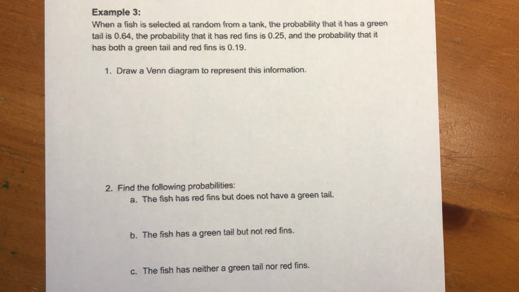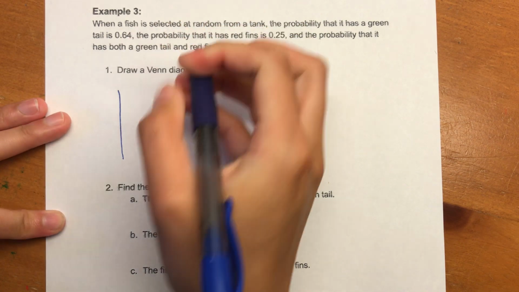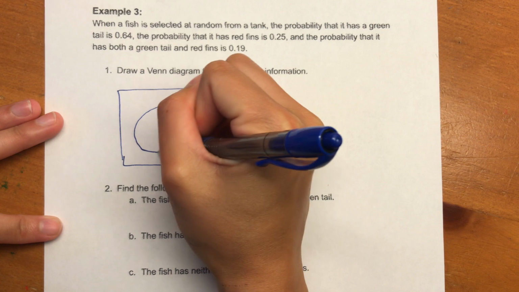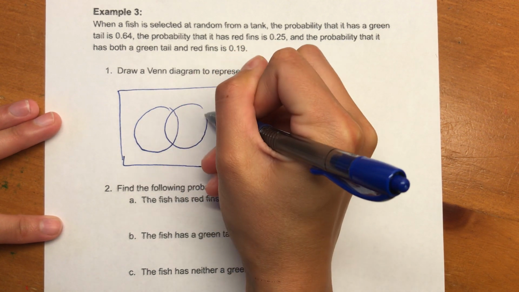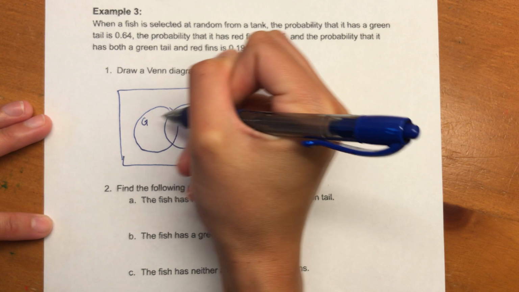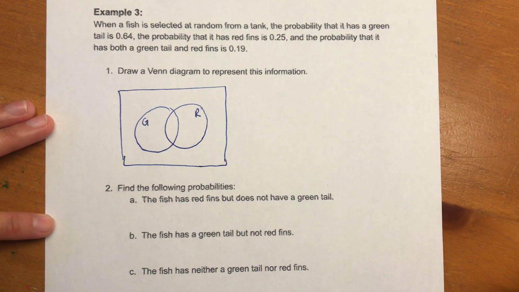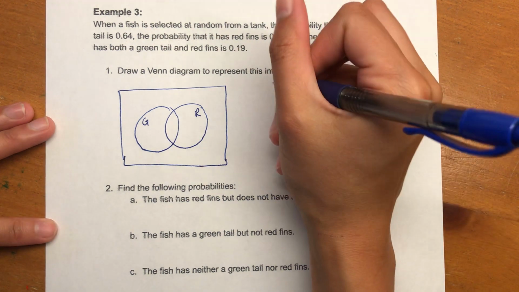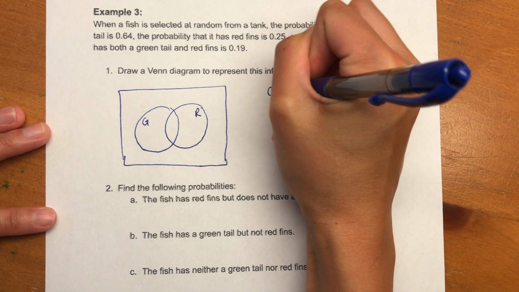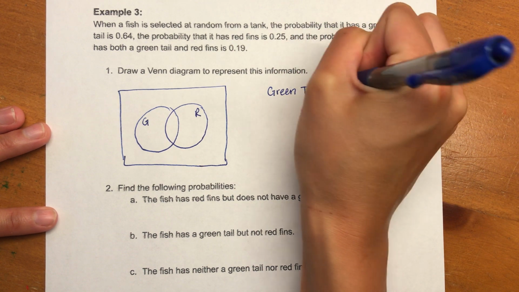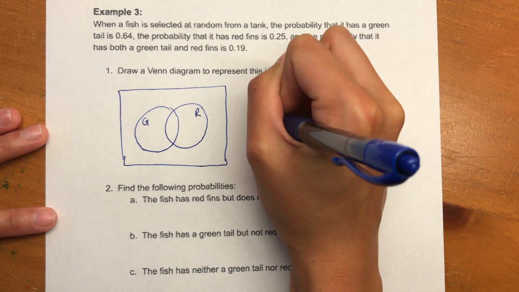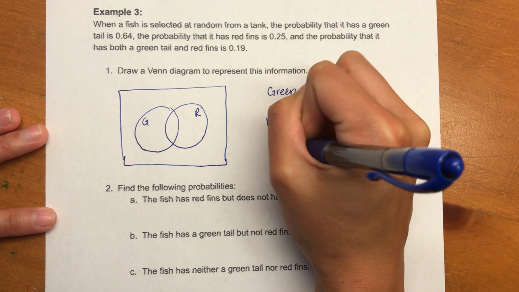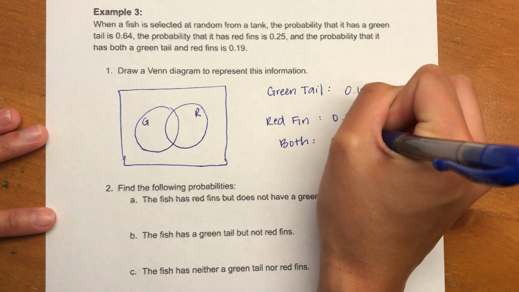Okay, so I've got two things. So I'm going to do my Venn diagram. This is all the fish. And I'm going to do my two circles. I'm going to say, okay, this one is for a green tail, and this one is for red fins. Okay. And we're going to fill in all of the probabilities we know. So I like to go to the side and say, okay, green tail is 0.64, red fin is 0.25, and both is 0.19.